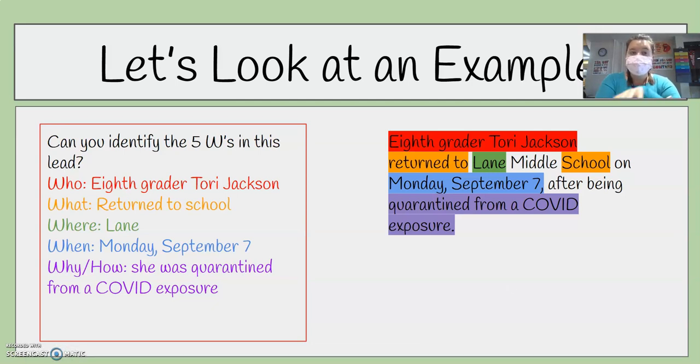If we remember back from the example, the whole first paragraph gives more detail about how she got COVID, because her sister got exposed. Because her sister got sick, she had to stay home for those 14 days too. So that's how we read through a lead and identify those 5 W's. Sometimes you can also identify the how if you have more information. I want to show you one more example.